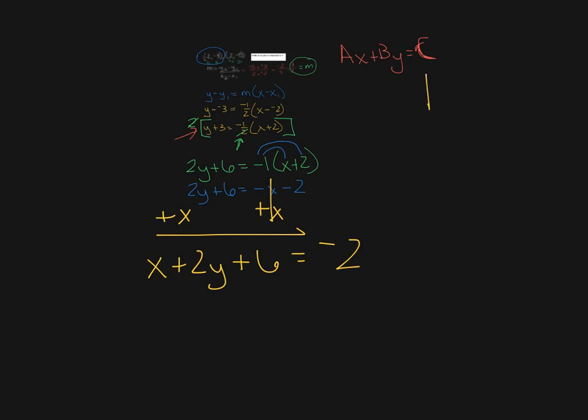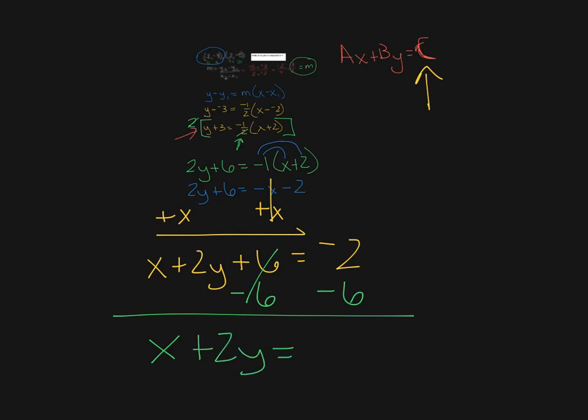But remember that I want all my constants to be on the right, so I need to subtract the 6 from both sides, and I end up with x plus 2y equals -8. And it's in standard form, ax plus by equals c. There are no fractions or decimals, and my a is positive.